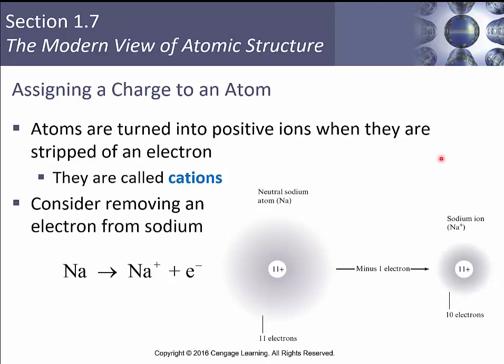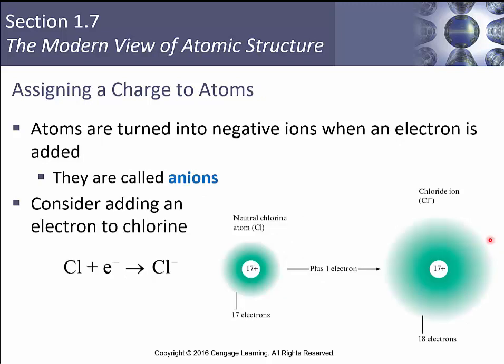Atoms are turned into positive ions when they are stripped of an electron, and they're called cations. So cations are positive. Consider removing an electron from sodium. If I take an electron away from it, I get sodium plus and an electron. So here's my sodium. I've got 11 protons in the middle and 11 electrons on the outside. I take away an electron, and my atom contracts a little bit. I've only got 10 electrons. I still have that plus 11 charge. I've got a sodium cation, a plus 1 cation.